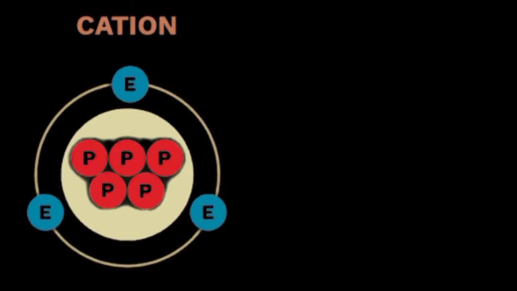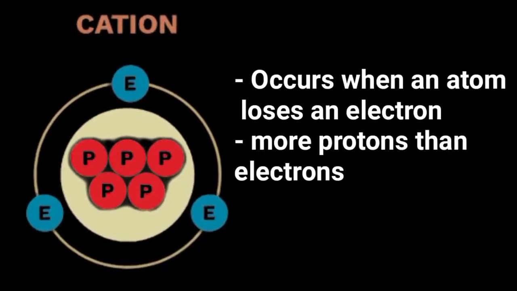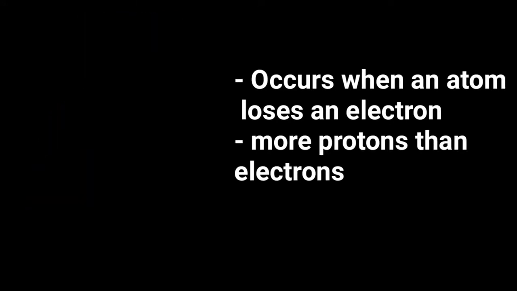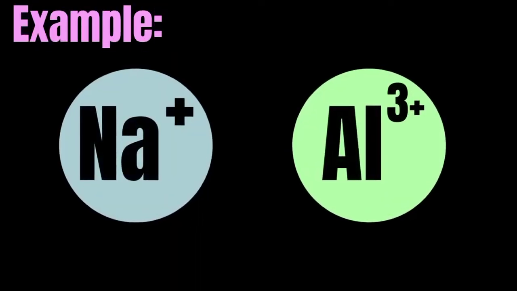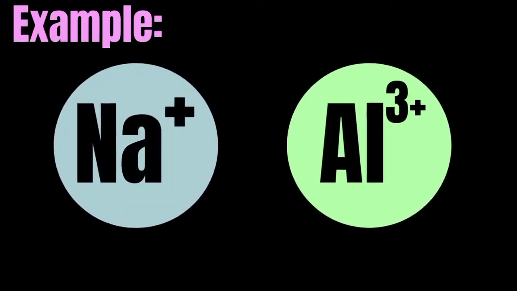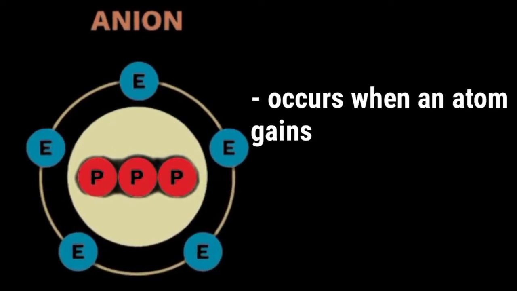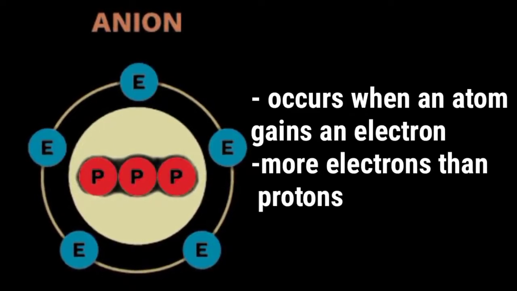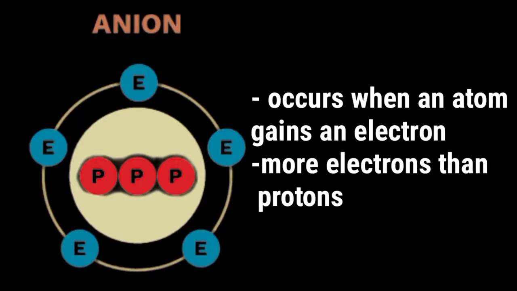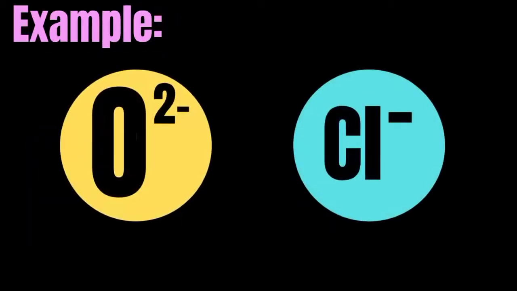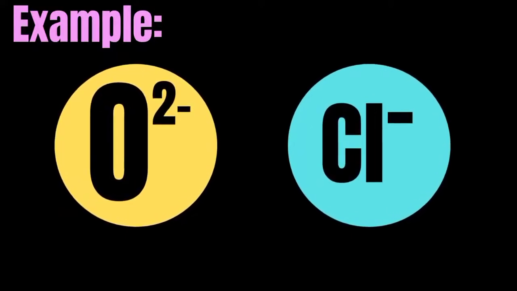Again, a positive ion or cation occurs when an atom loses an electron. They have more protons than electrons. Examples are positively charged sodium and aluminum ions. While a negative ion or anion occurs when an atom gains an electron. They have more electrons than protons. Examples are negatively charged oxide and chloride ions.